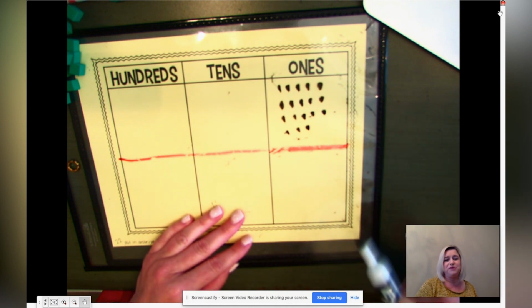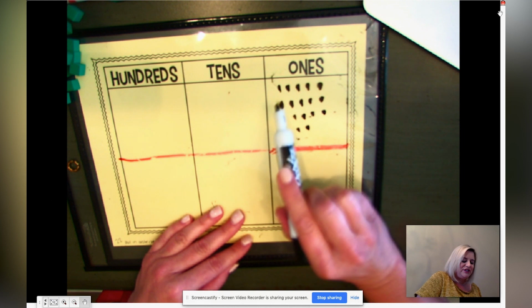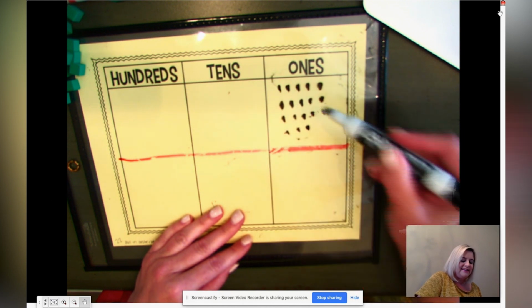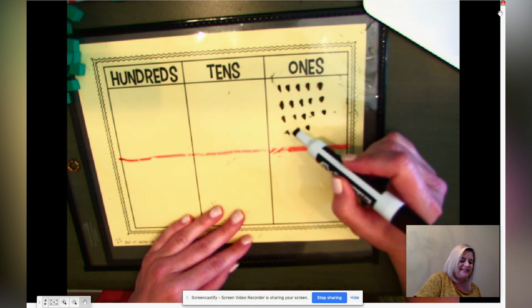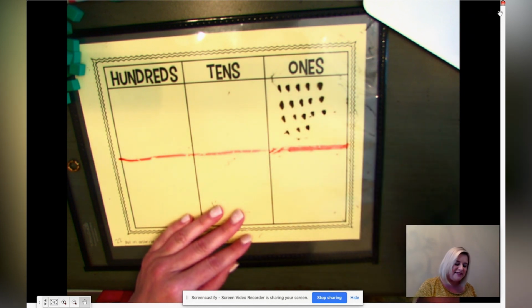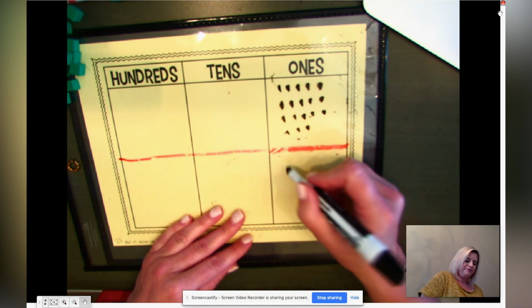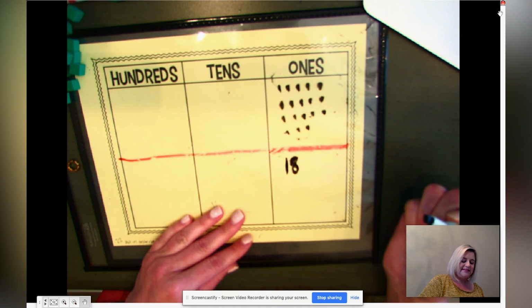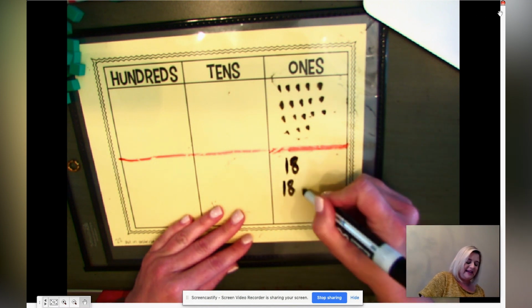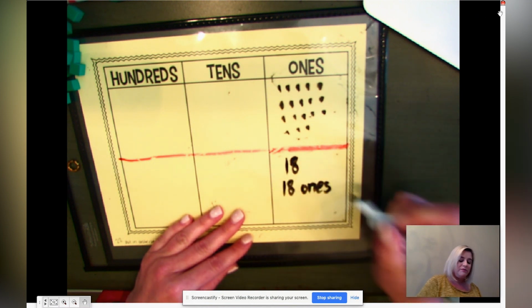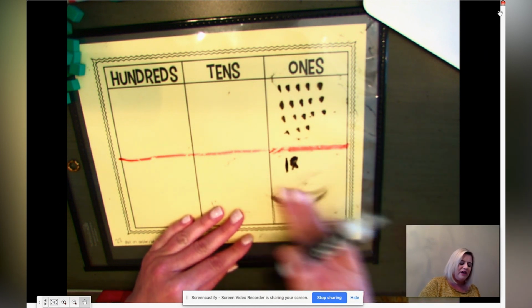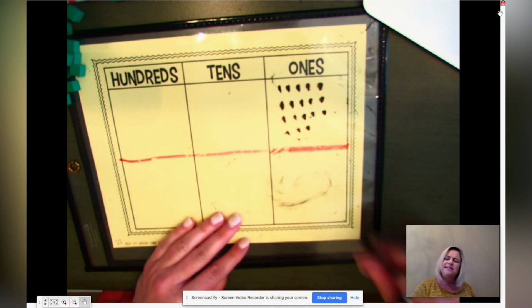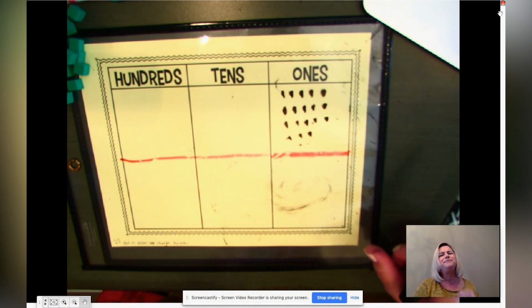Hey, I challenge you. Can you count these by twos? 2, 4, 6, 8, 10, 12, 14, 16, 18. Good job, boys and girls. Now, what are the different ways we can write this? Right, the number 18. We can say 18 ones. Remember, these are all individual. Can you think of another way that we can show 18 ones that might be easier?